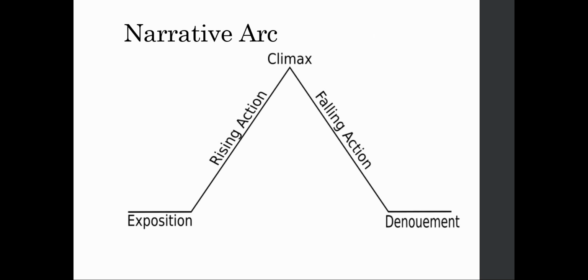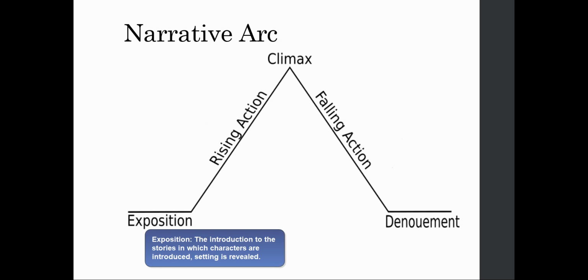Moving forward to the narrative arc, this visual example can help you understand how a story moves and why those movements are really important. All good stories have a beginning, a middle, and an end. So the language that we use will be exposition, climax, and denouement. There are two other parts we have to consider as well, the rising action and the falling action.